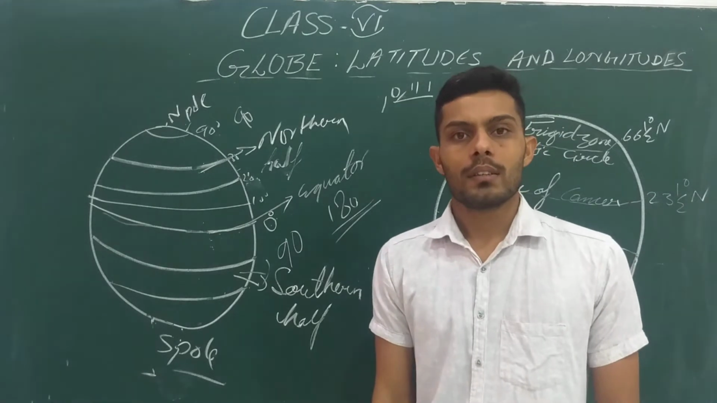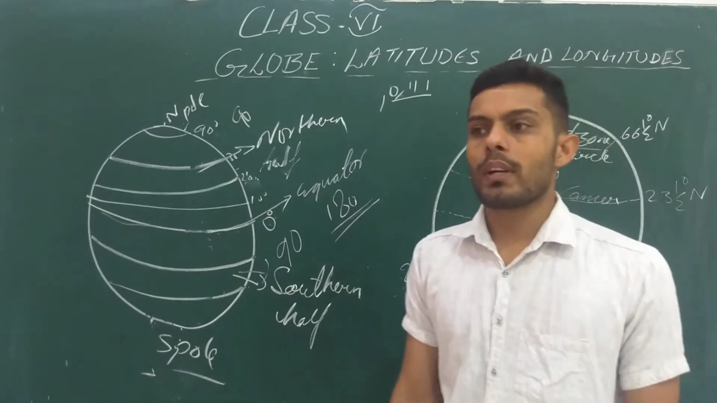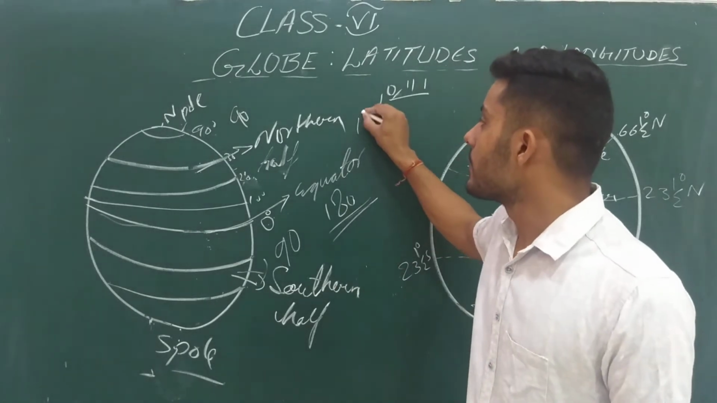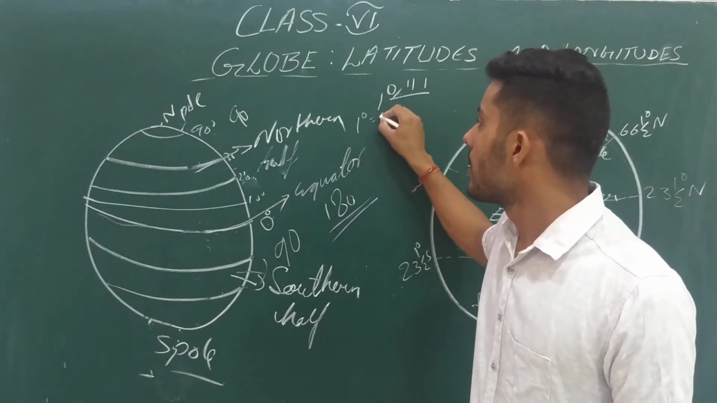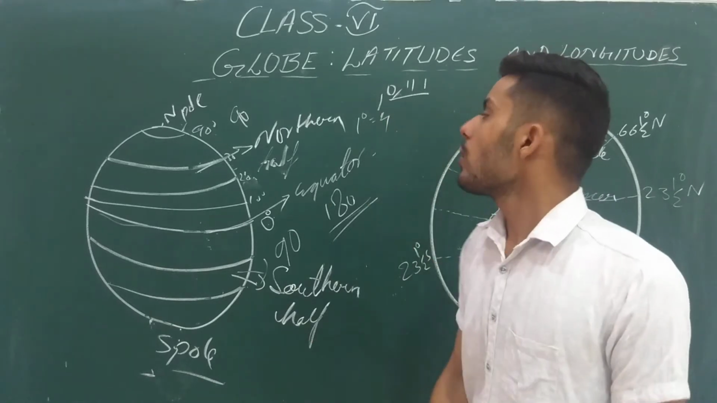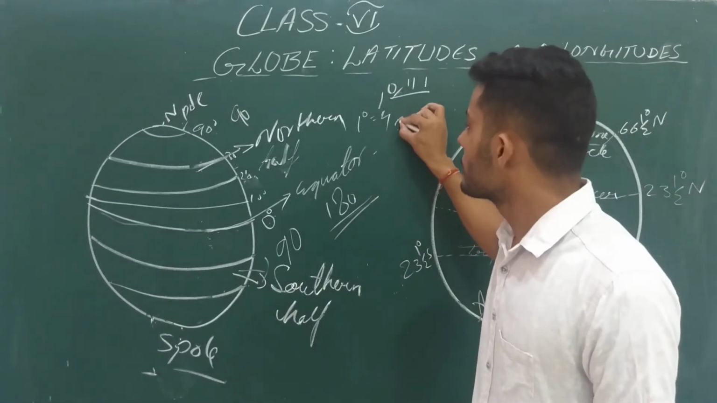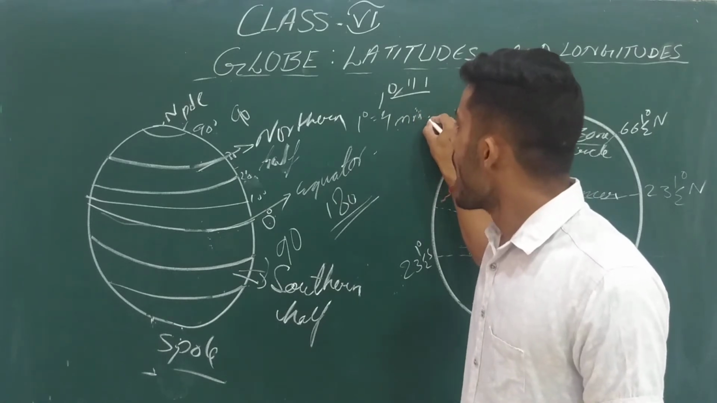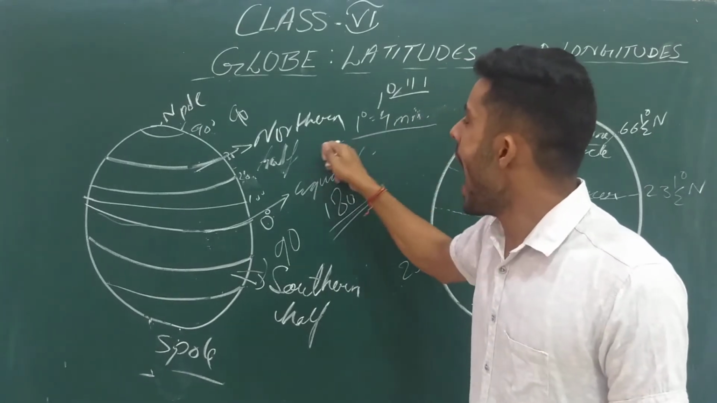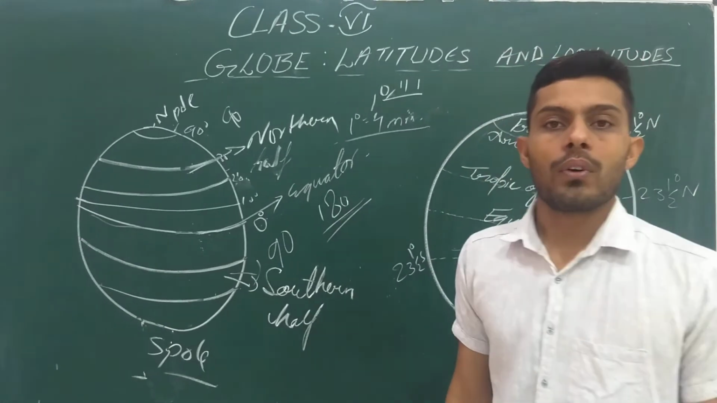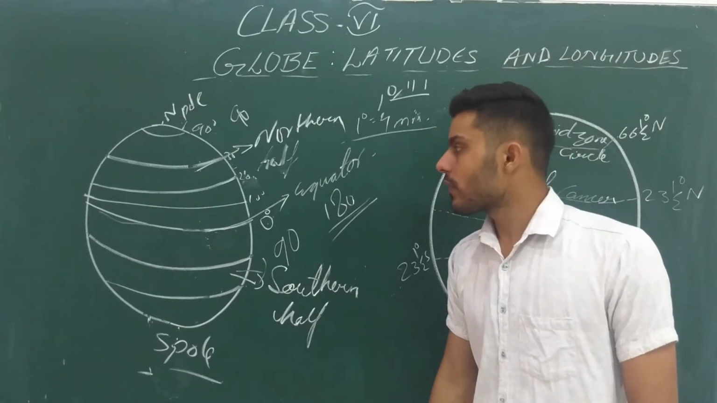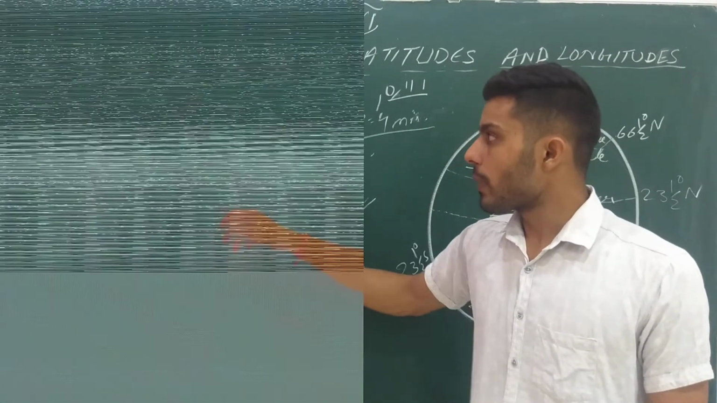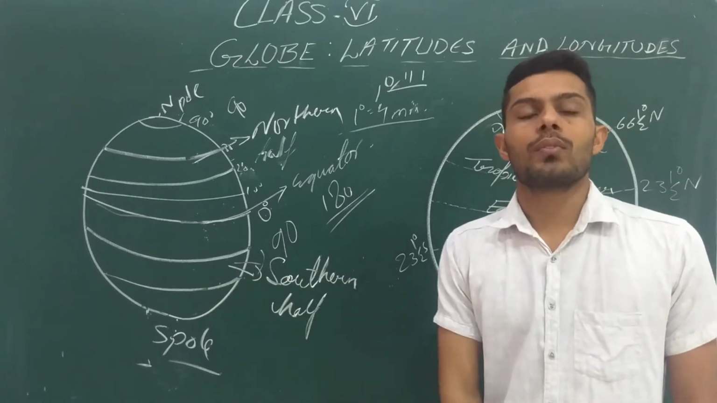Now, what will happen when we go along these lines? These have all been dividing. So for that we also have one calculation: in 360 degrees, how can we calculate? One degree is equal to 4 minutes. Its value ranges from 0 to 90 degrees. So we have a total number of parallels of latitude.